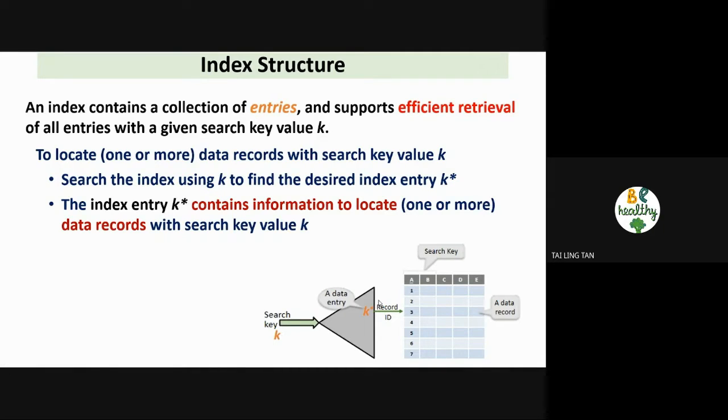Okay, so to locate a data record with the search key value, step by step: search the index using k to find the desired index entry k. So use this k, search inside the data entry here, get the place or record of k, then directly point to the table. So the index entry k contains information to locate the location. Inside here there should be one or more locations, so the keys always have one or more. Maybe k is not only in one data record, but more than that, then it is one or more data records with the search key value k. Okay, so this one is more specific. This one just gives you a basic idea.